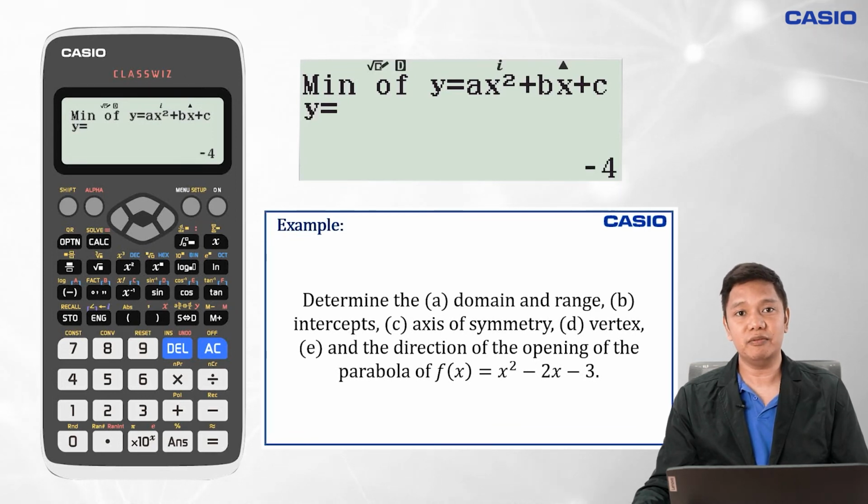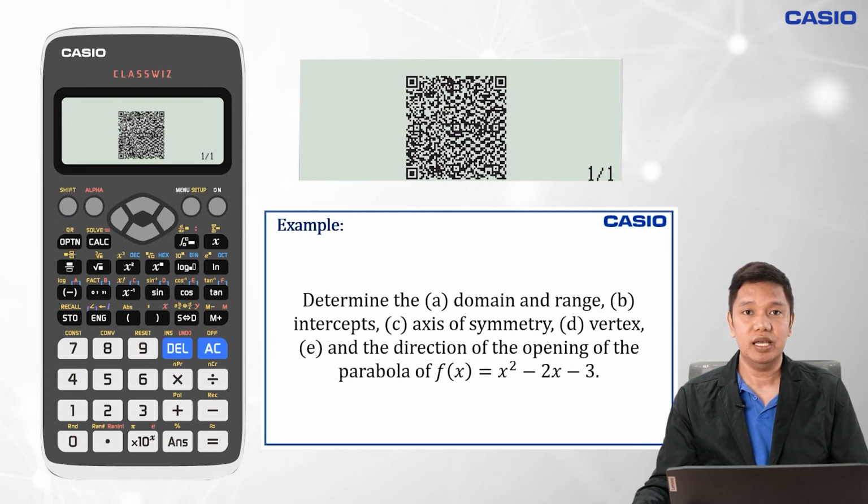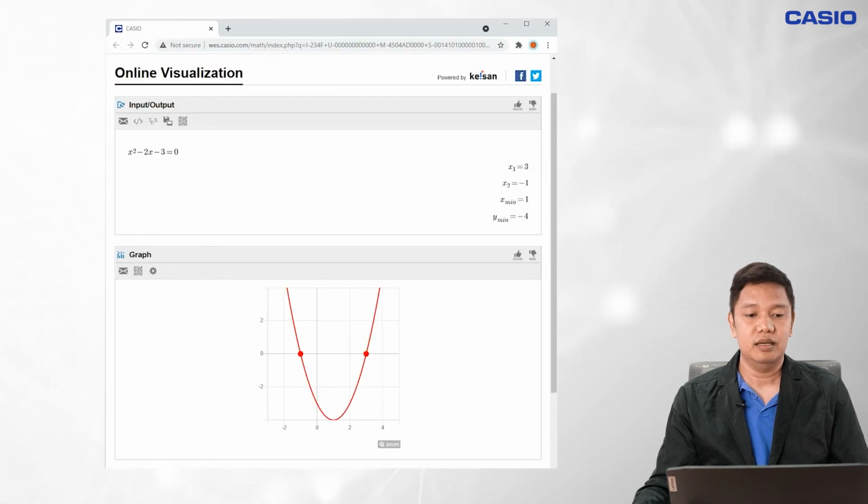To see the graph of this quadratic function, we can have the QR code for the Casio Classwiz by pressing Shift and then Options, and then you can see the QR code on your screens. And then by scanning using your smartphone QR code reader, you will be taken to the website of Casio. Doing so, we have the graph of the quadratic function.